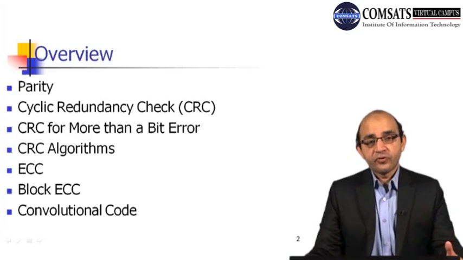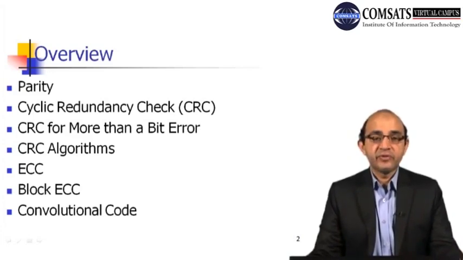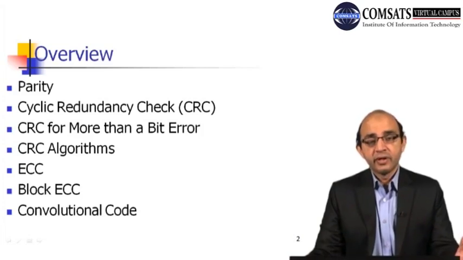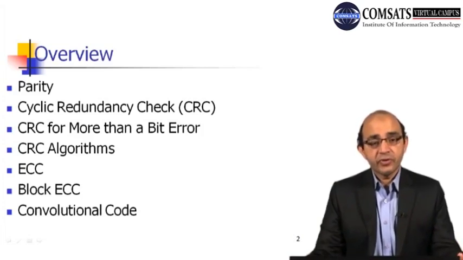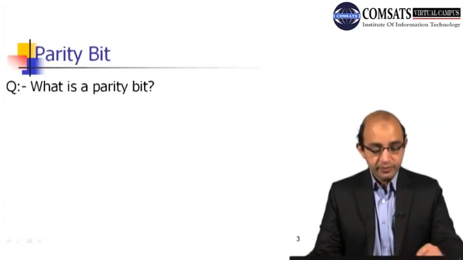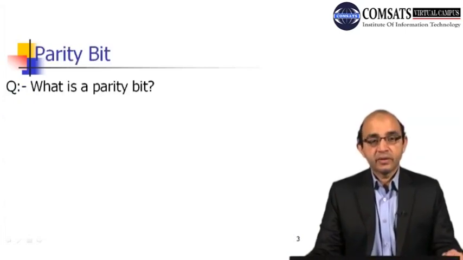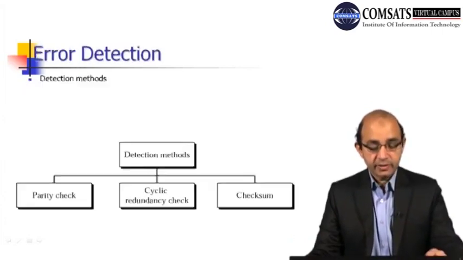Then when we talk about CRC, it has different algorithms. So we will be having a review question from the CRC algorithms, and we will be going through those different algorithms quickly. And then ECC, error correcting codes, and we have two different types of codes, and we will be talking about block codes and convolutional codes. So first of all, the review question is, what is a parity bit?